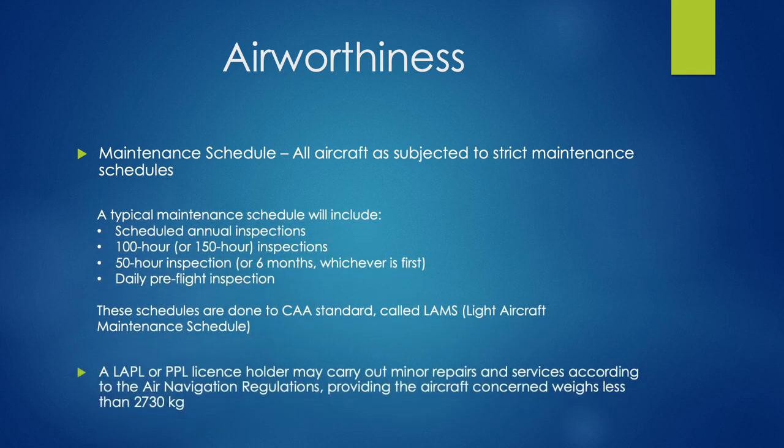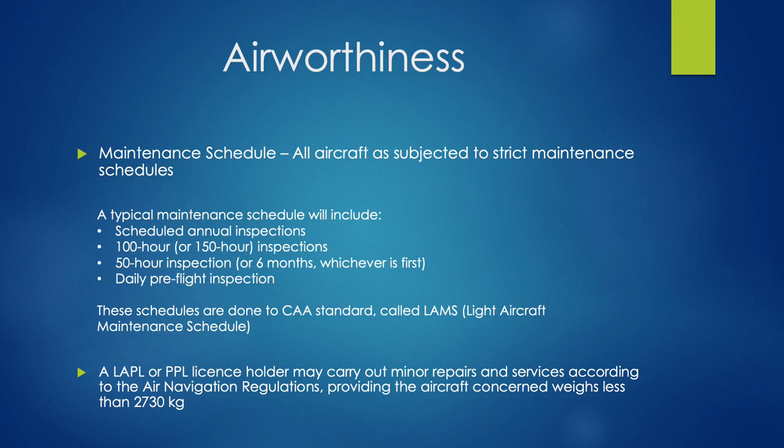So all aircraft, no matter their purpose, are subjected to a strict maintenance schedule. And usually a typical maintenance schedule will include an annual inspection, so every calendar year, and a 100-hour inspection, or possibly 150-hour, but 100 is more common. So for every 100 hours the aircraft flies, it will undergo an inspection.